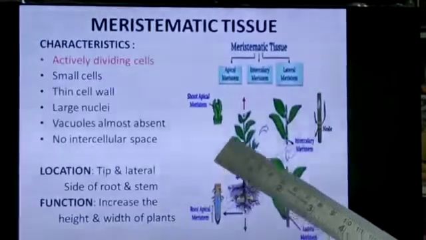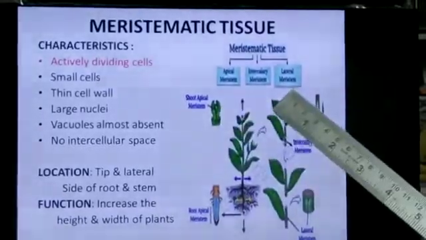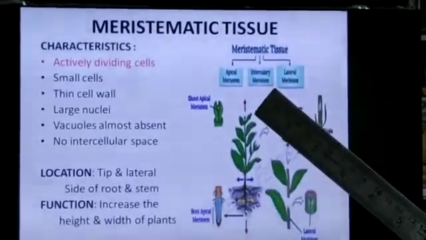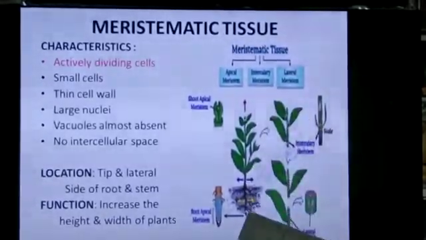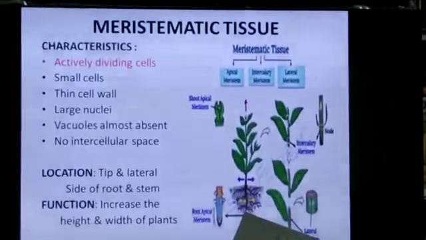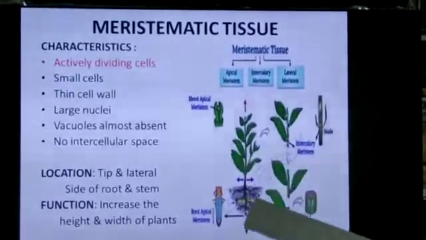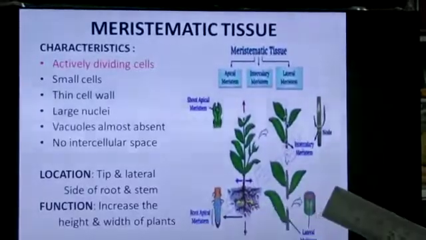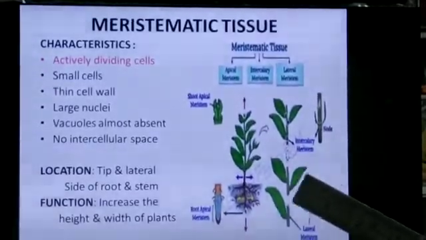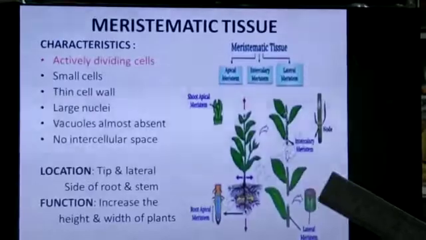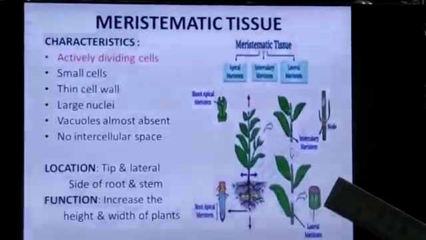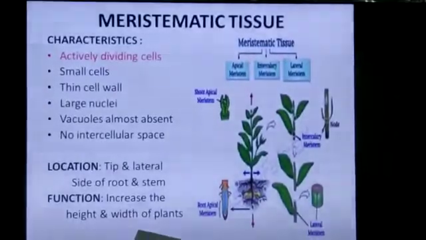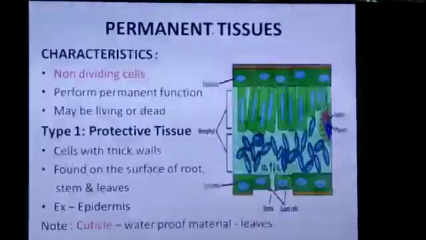They are of 2 types, apical meristem and lateral meristem. Apical meristem, apex, they are present at the shoot apex as well as at the root apex. When they divide in these 2 portions, they increase the height of the plant. Lateral meristem is present on the lateral sides of the stem, and when they divide, the thickness of stem increases. So thus, meristematic tissue increases the height and the width of plants.